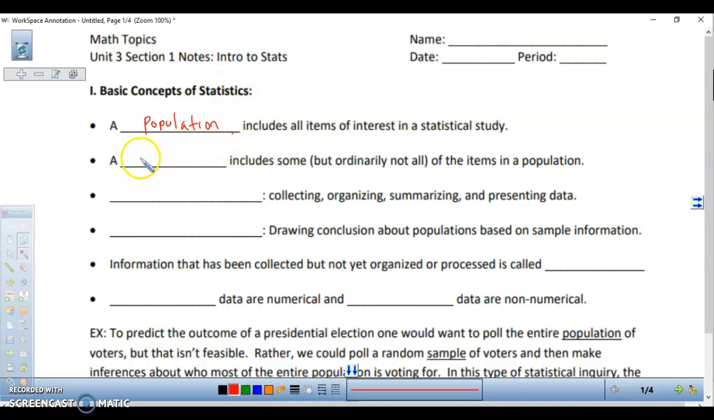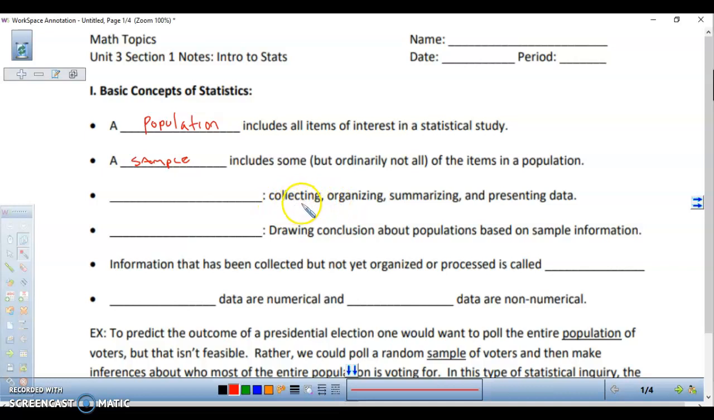And then the next thing is a subset of population is the sample. And a sample includes some, but ordinarily not all, of the items in a population. So maybe I wanted to figure out, hey, what's the average GPA at Boulder High School? And it was just too hard for me to ask every student. So maybe I just randomly select a sample of that population, and I can calculate the average or whatever I wanted to find out with the sample, and it might give me a good idea as to what the population would look like.